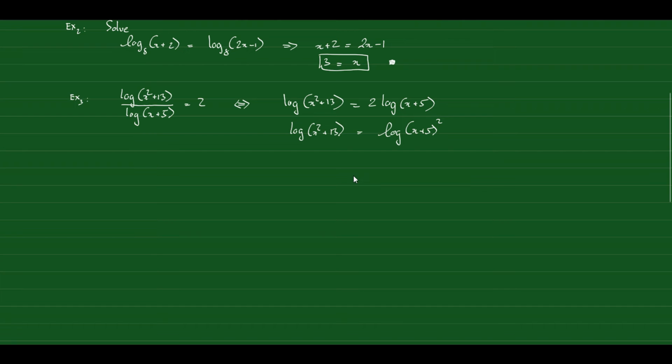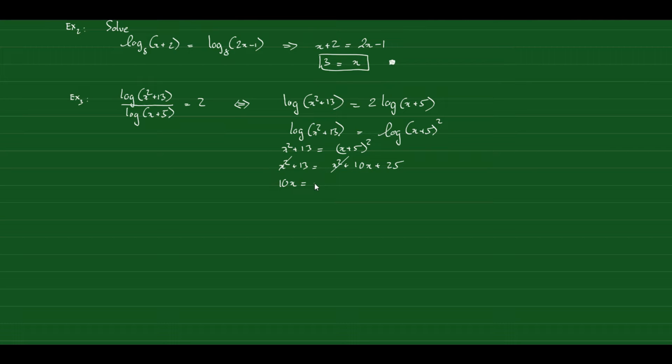Alright, and now you see that we can set up the arguments equal to each other. What kind of equation is that? It's quadratic. Now we can solve quadratics. Okay, plus 10x plus 25.